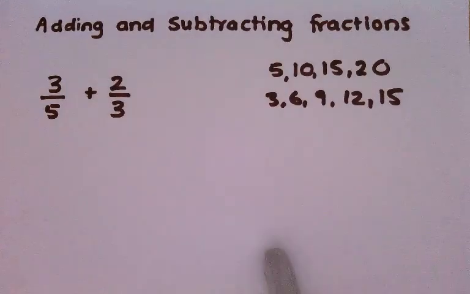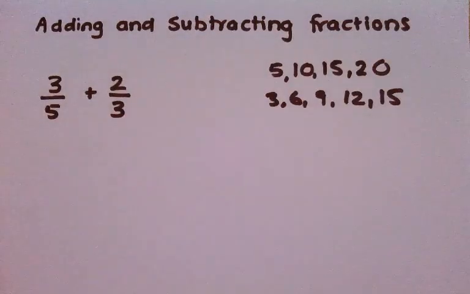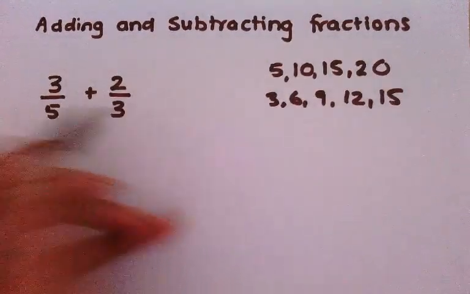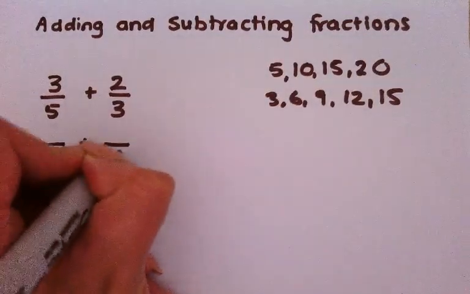I'm going to show you how to add and subtract fractions with different denominators. So I want to add 3/5 to 2/3. Now we can't add fifths to thirds. We need to make the denominators the same. And to find the common denominator, we can just times 5 by 3. So that gives 15. So our common denominator is 15.